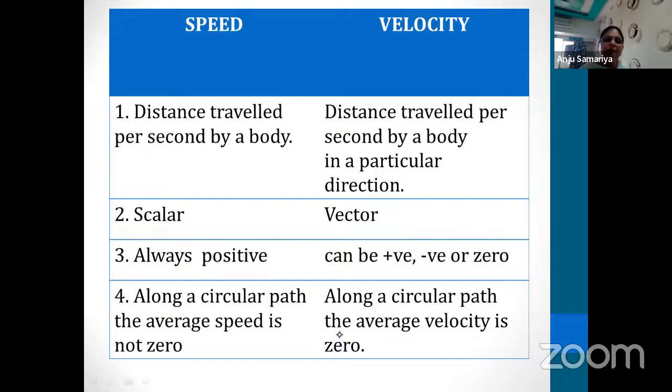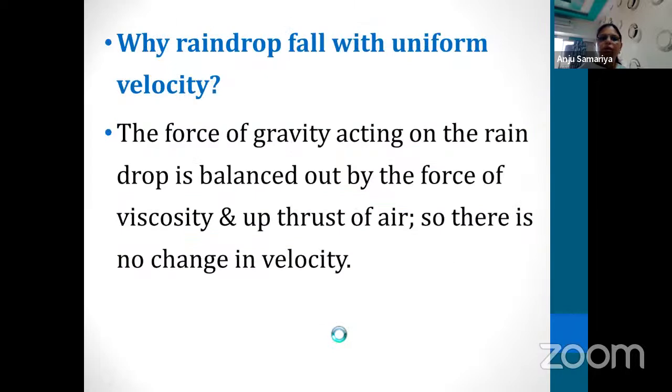Along a circular path, the average speed is not zero, because there is a distance traveled, but the average velocity will always be zero, because in a circular path, the displacement becomes zero. If one covers the entire circle, the displacement becomes zero, and so the average velocity becomes zero. This is very important, which I have already discussed with you.